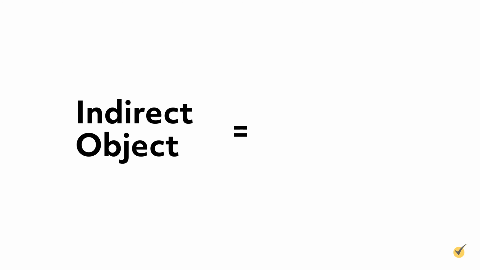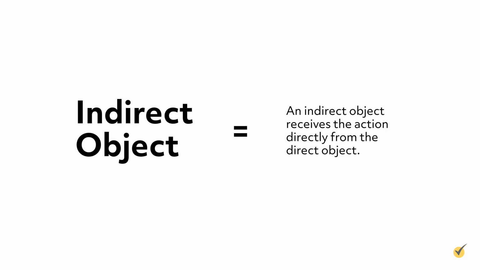Now, let's take a look at indirect objects. Instead of receiving the action directly from the verb, the indirect object receives the action directly from the direct object. That's where the indirect connection to the verb comes in. A good way to find an indirect object in a sentence is to find the verb and then ask to or for whom or for what. Let's look at an example.